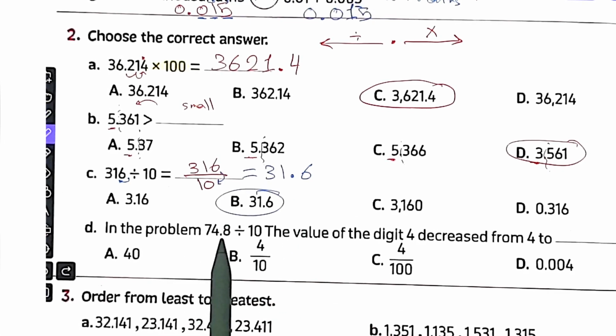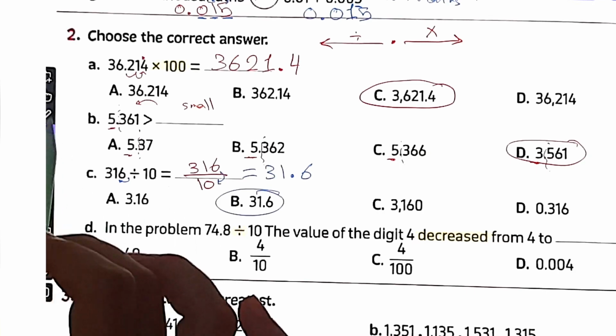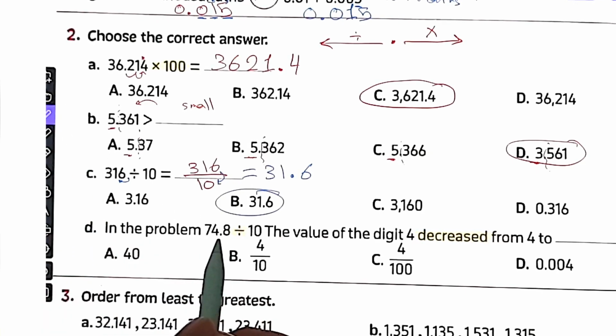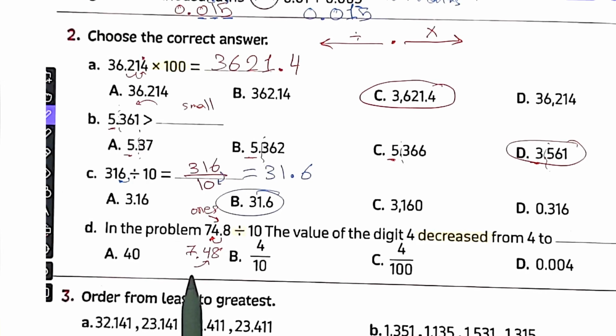In the problem 74.8 divided by 10, the value of the digit 4 decreased. Why did he say decreased? Because this is a division. So if I divide this number by 10, I will move the decimal point from here to the left one digit. So the answer will be 7.48. The 4 here was in ones, and here it becomes in tenths. So I will choose 4 over 10, which is 4/10.